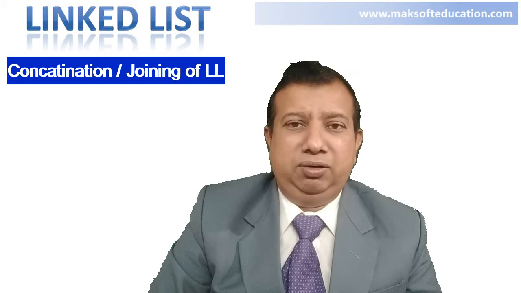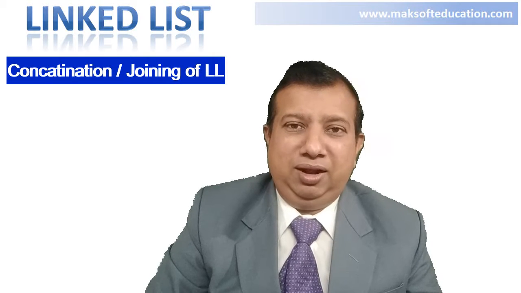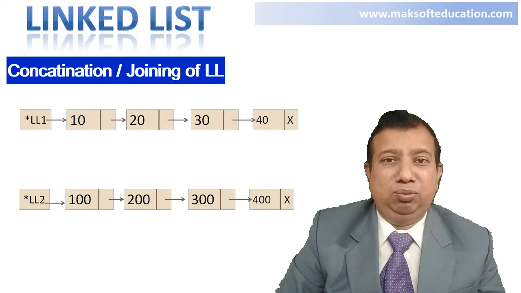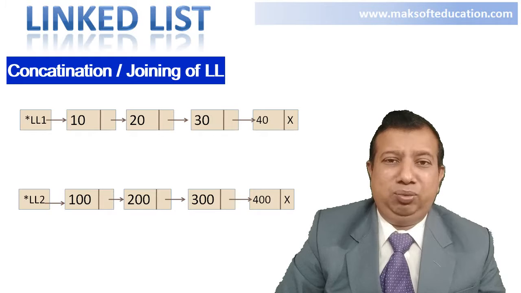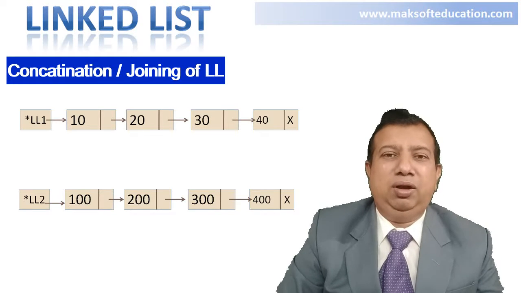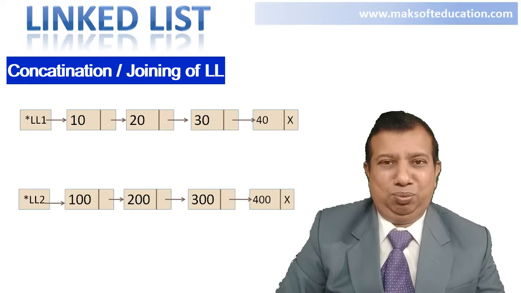Let us take an example. There are two linked lists, linked list 1 and linked list 2, LL1 and LL2. Both are having some nodes inside them and the last node of both linked lists ends with null in the link part. Now let us see how we can join these two linked lists by using this operation.